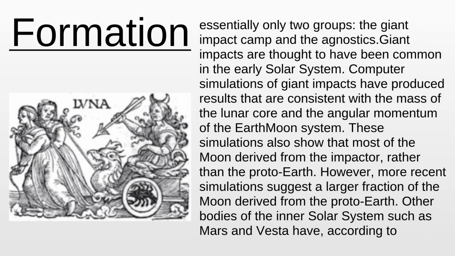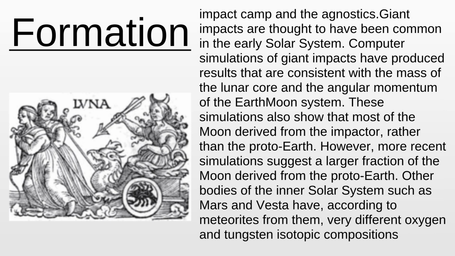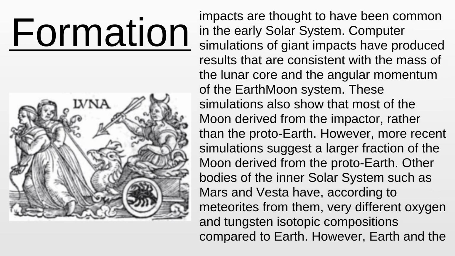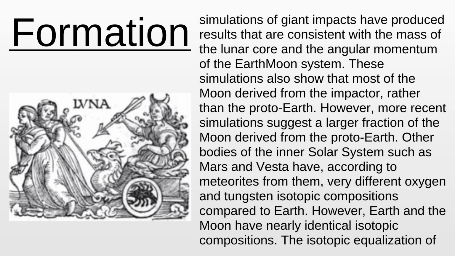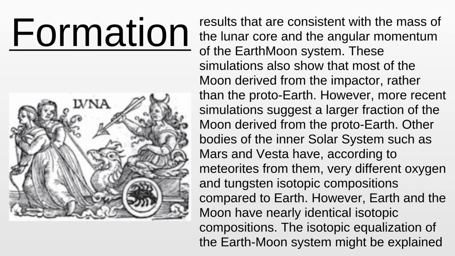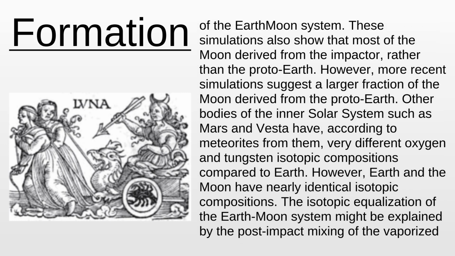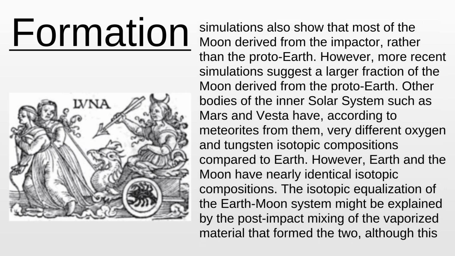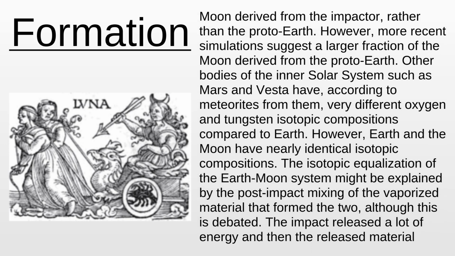Giant impacts are thought to have been common in the early solar system. Computer simulations of giant impacts have produced results that are consistent with the mass of the lunar core and the angular momentum of the Earth-Moon system. These simulations also show that most of the moon derived from the impactor, rather than the proto-Earth. However, more recent simulations suggest a larger fraction of the moon derived from the proto-Earth.